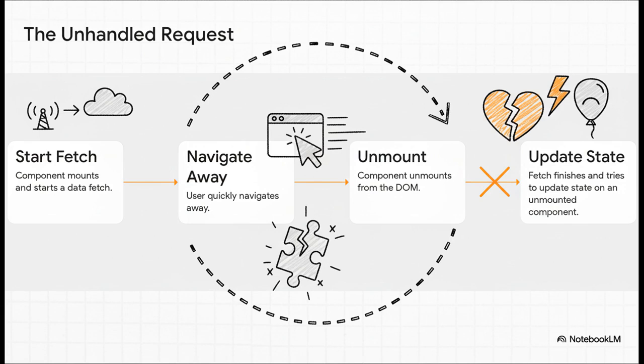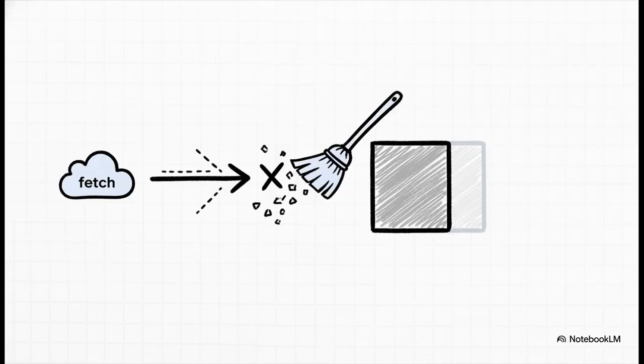So the component unmounts, but the network request is still out there. When it finally finishes, it tries to update state on a component that doesn't exist anymore. That can lead to memory leaks and weird errors in your console. Thankfully, the solution here is really elegant.